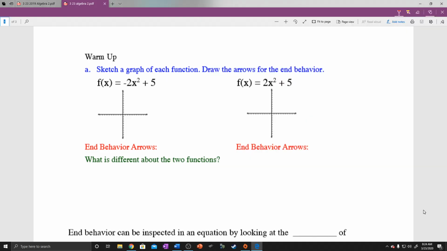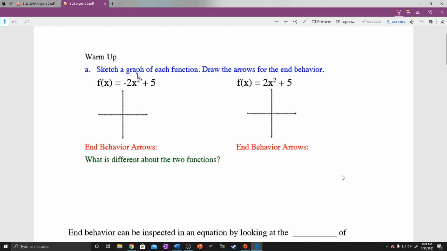All right, this is the lesson for March 23rd during the corona outbreak. We're going to begin by talking about how we build polynomial functions and how mainly we're going to be talking about end behavior. Our warm-up starts with a little review of how quadratics looked.